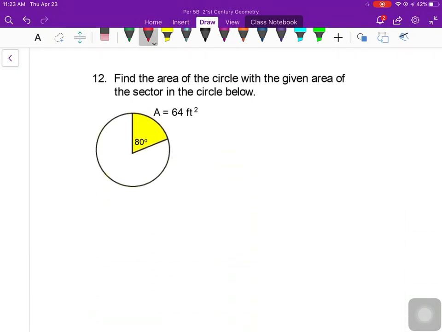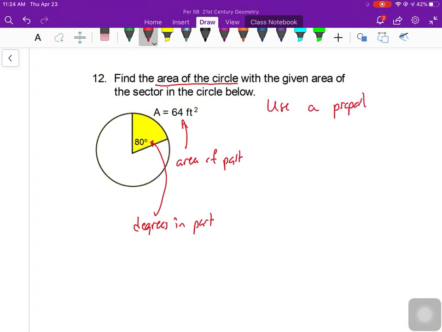Let's try another example. Here you're asked for the area of the circle. You're given the degrees in the part. And you're given the area of the part. So you'll use a proportion. And you'll compare part to the whole.